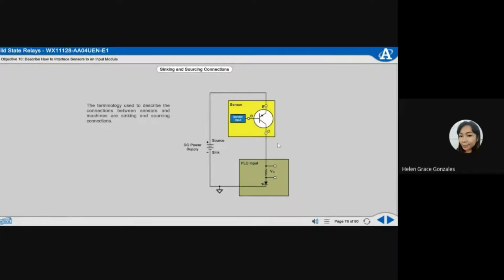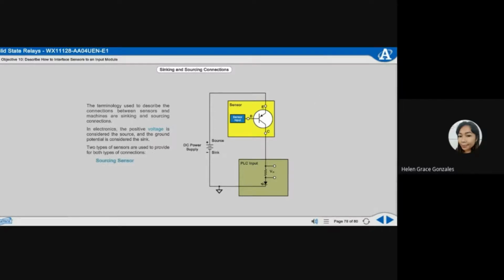The terminology used to describe the connections between sensors and machines are sinking and sourcing connections. In electronics, the positive voltage is considered the source and the ground potential is considered the sink. Two types of sensors are used to provide for both types of connections: sourcing sensor and sinking sensor.